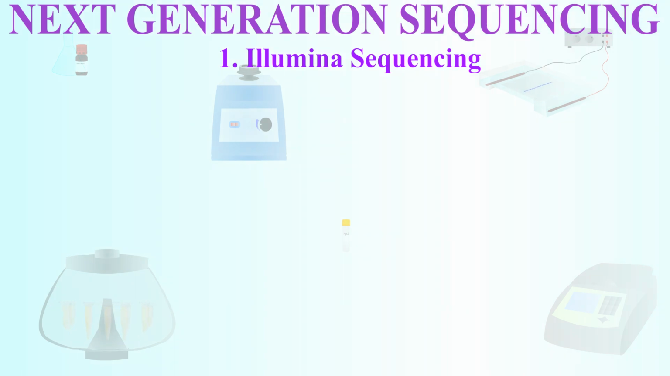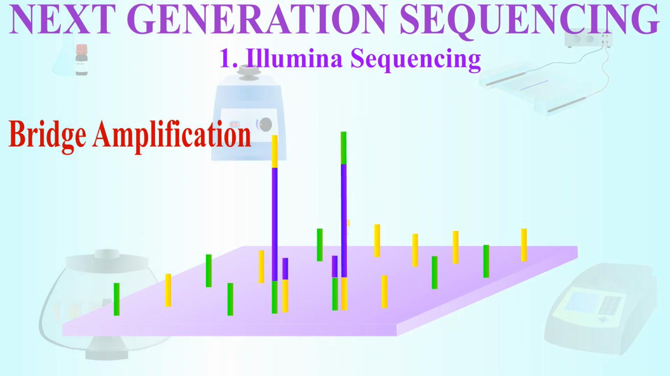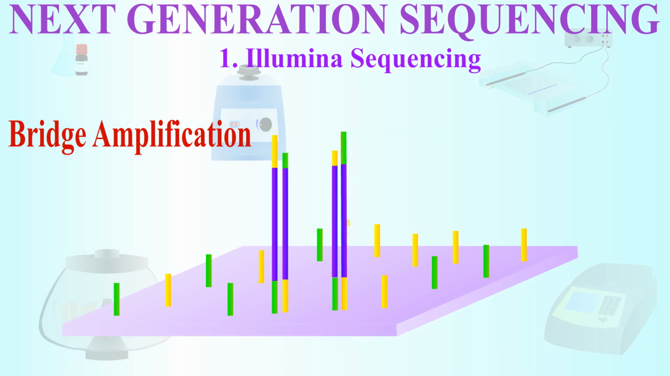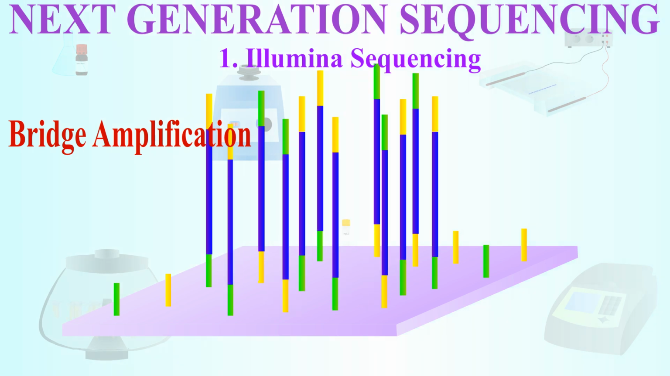1. Illumina sequencing. The prepared library is loaded into a flow cell coated with oligonucleotides that are complementary to the adapters that are attached to the DNA. The next step is bridge amplification, where each DNA fragment is clonally amplified repeatedly to form dense clusters of identical copies, which will ensure a strong signal during sequencing.